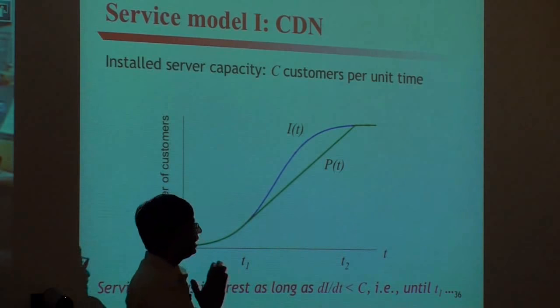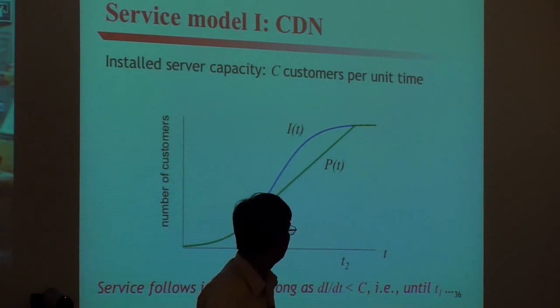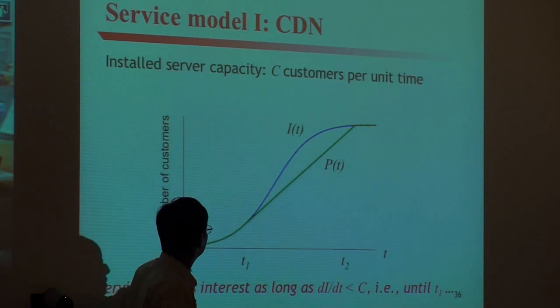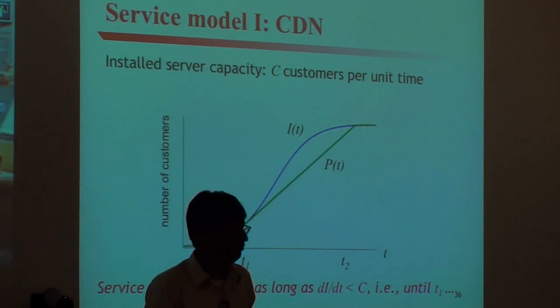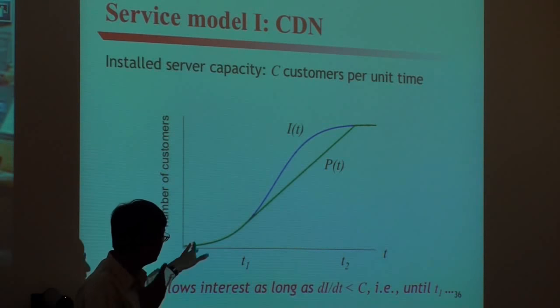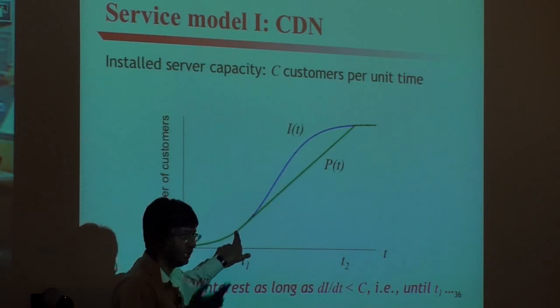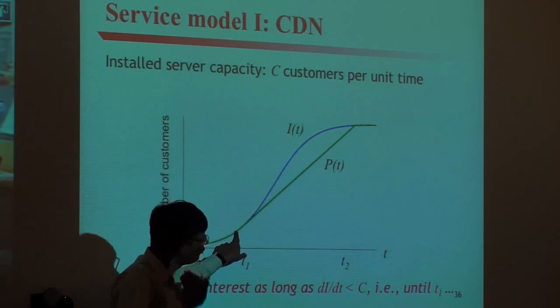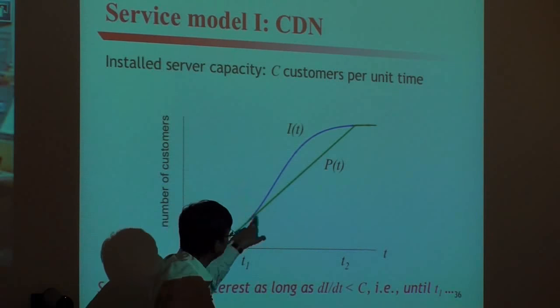So I have a server. It has a capacity C. How am I going to understand the latency experienced? So this blue curve is the demand, the I of t, and the green one is the service curve. Initially, very few people ask me. So the rate of request is much lower than the capacity. I can serve it pretty much instantaneously. So it goes along there. At some point, the rate of requesting is more than the capacity available. At that point, I see this divergence.